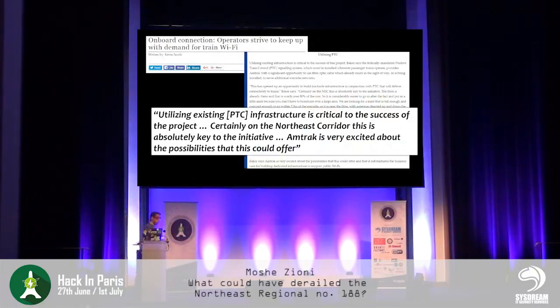One of the administrators, the manager on top of this Wi-Fi net that Amtrak has rolled out, is saying that utilizing the existing PTC infrastructure is critical for the success of the project. They actually used PTC's infrastructure to connect to the internet, meaning that the Wi-Fi on the train connects in some way to the PTC. The PTC has many other interfaces, such as MVB and Ethernet, and of course the GSM interface. And through that, to save costs, which is a very wise decision business-wise, but security-wise, I don't think that someone read through this article before it was released.